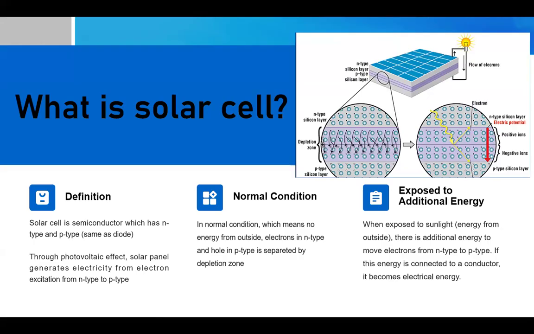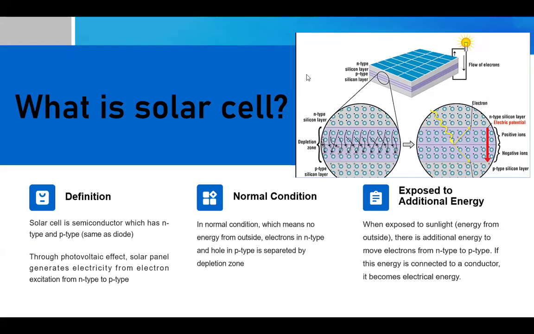The LED turns electricity into light, but the solar cell, through the photovoltaic effect, generates electricity from sunlight. It converts sunlight to electricity using the characteristic of a semiconductor by exciting the electron from the n-type to the p-type.